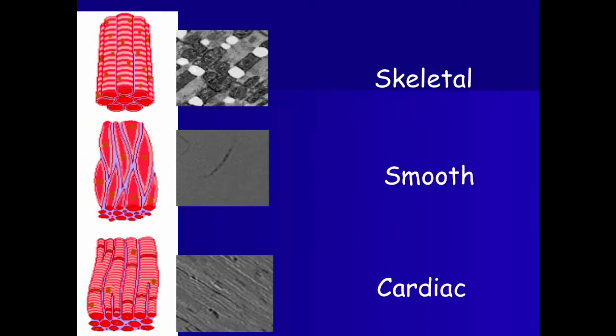Here's a picture of what they look like. You can tell that skeletal looks kind of like a lot of straws linked together. They do have the stripes going across it. Smooth muscle, notice how you don't have the striation. It's very smooth. And then cardiac muscle.